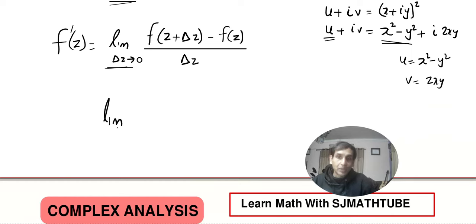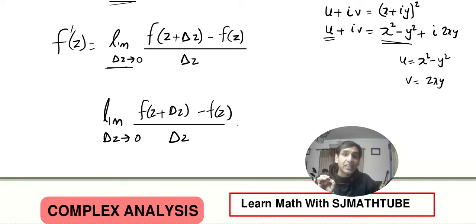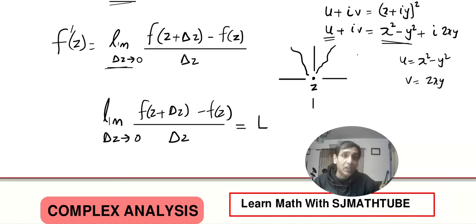So once more, let me make it very clear. This limit will give me the same answer whether I approach the complex number like this, or from the left, or from the right, or from above, or from below, or like this. Okay, so we are going to get the same answer. I'm going to call it equation number 1.